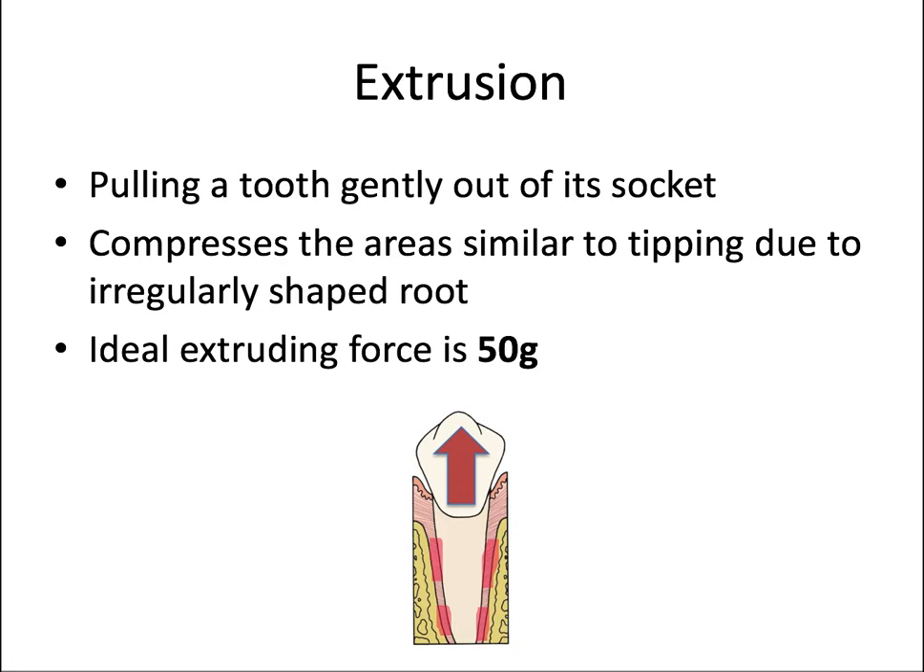For extrusion, this refers to pulling a tooth gently out of its socket. And this is similar to rotation. Again, if it was perfectly uniform, we'd be engaging all parts of the PDL. Since all roots are somewhat irregular in shape, we're going to estimate that about 50% of the PDL is being compressed, and so the ideal extruding force is again around 50 grams.